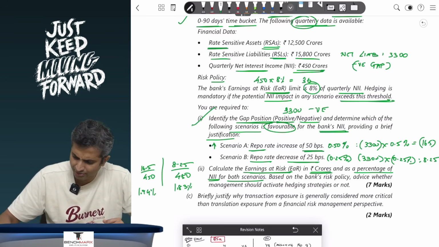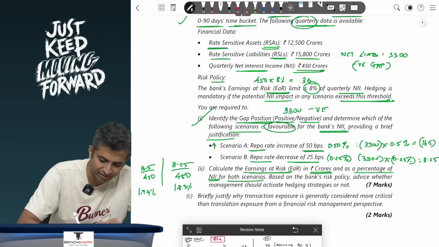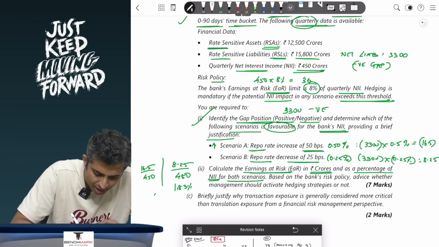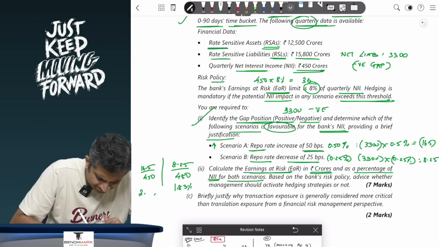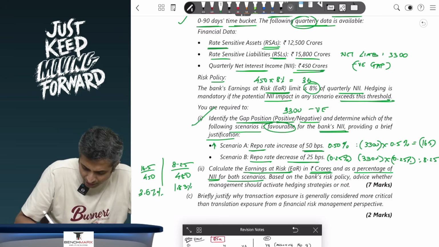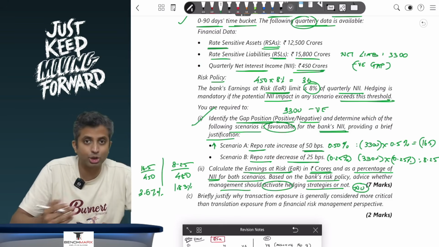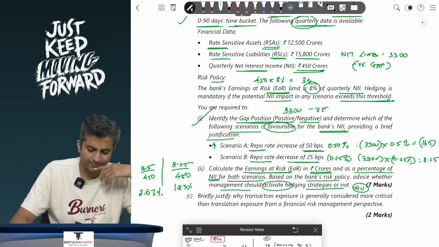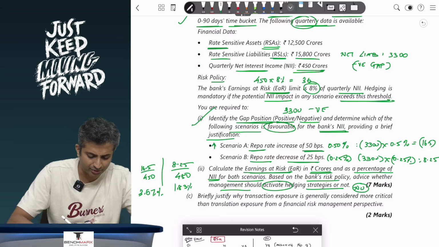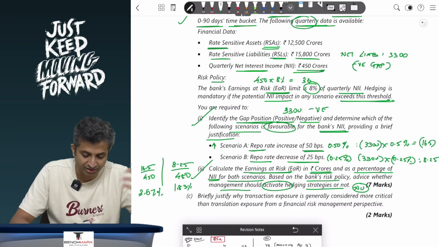16.5 divided by 450, is that correctly done? 3.67%. So over here, this is probably 3.67%. Okay, so that is about it. Based on the bank's risk policy, advise whether the management should activate a hedging strategy or not. Well, not needed, because it is lower than your threshold of 8% in percentage or 36 crore in rupees.